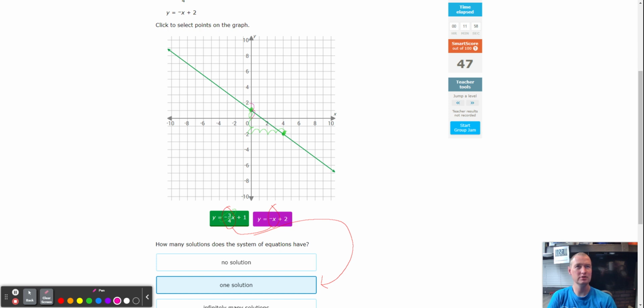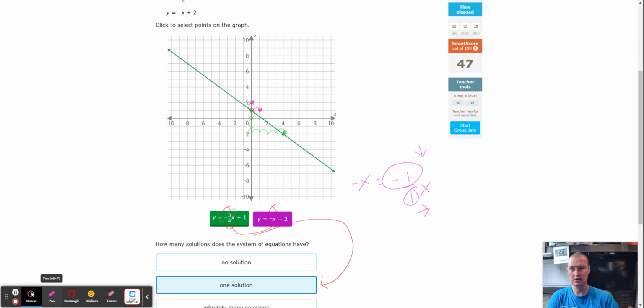+2, up 1, up 2, lands right there. And negative x for the slope is equal to -1 over 1x. So again, negative x equals -1 over 1x. So what we do is we go down 1 and to the right 1 on negative x. All right, so down 1, right 1 lands right there. And we're going to go ahead and select that.